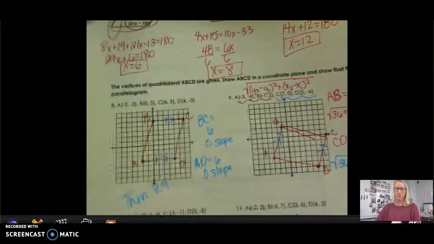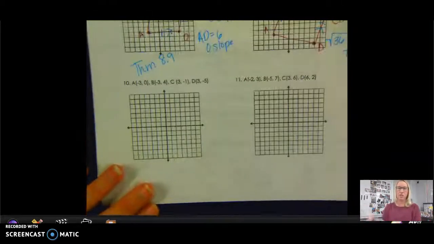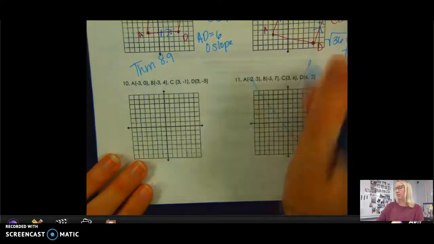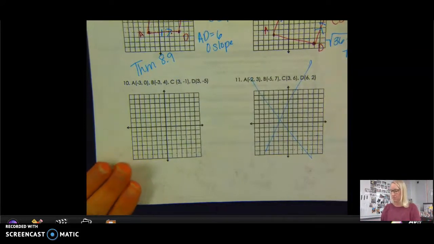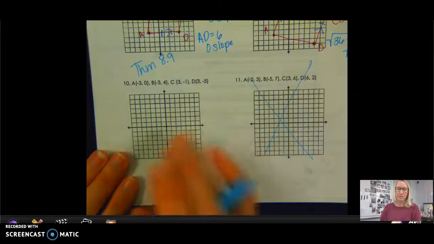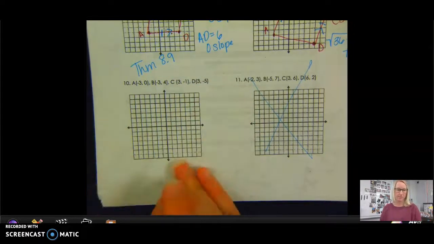I'm going to pause myself, and I want you to pause yourself, and I want you to try just number 10 on your own. Don't worry about doing number 11. I think 3 of these examples is plenty. I'm going to unpause myself whenever I'm done just to show you the answer.